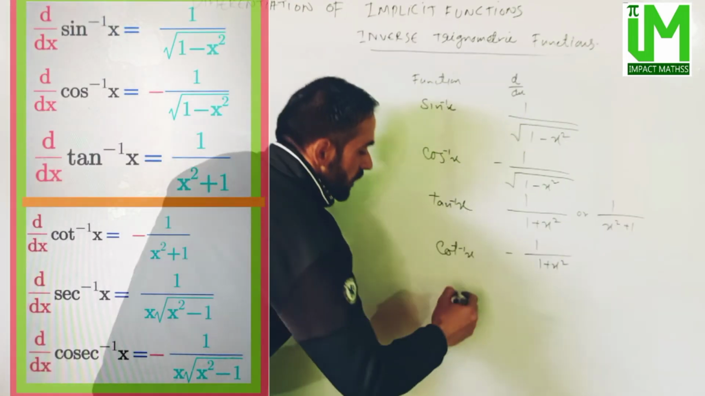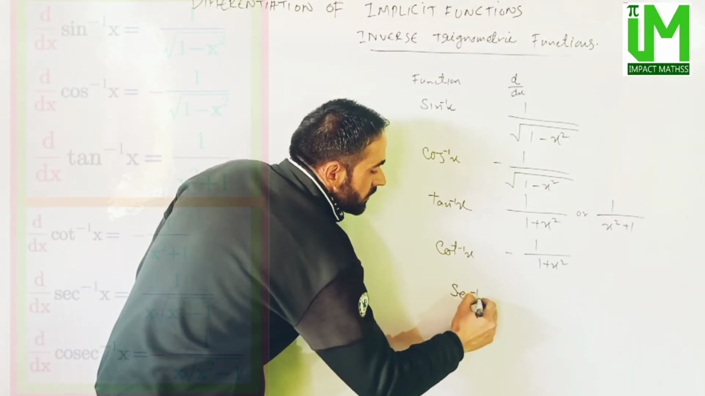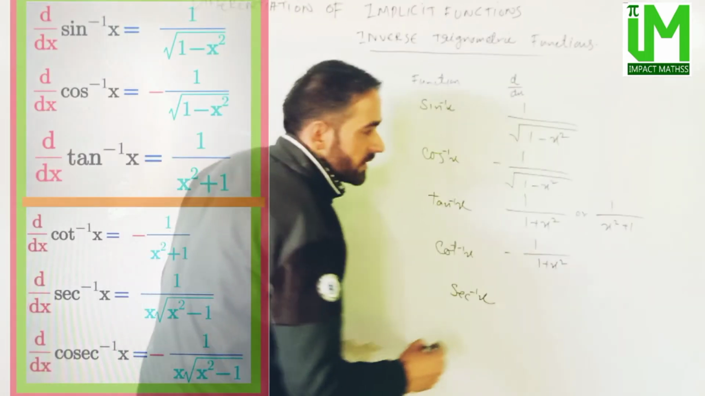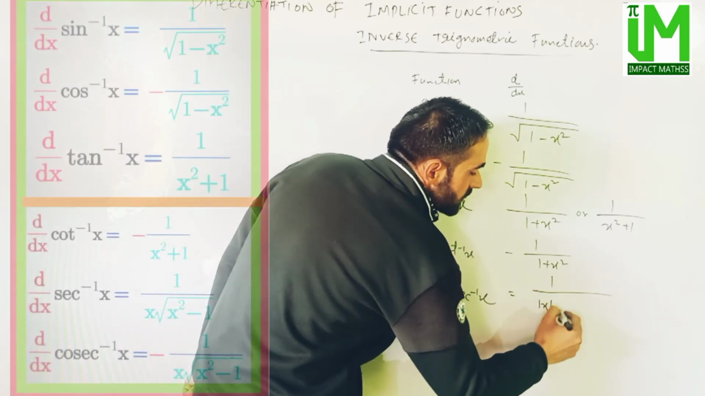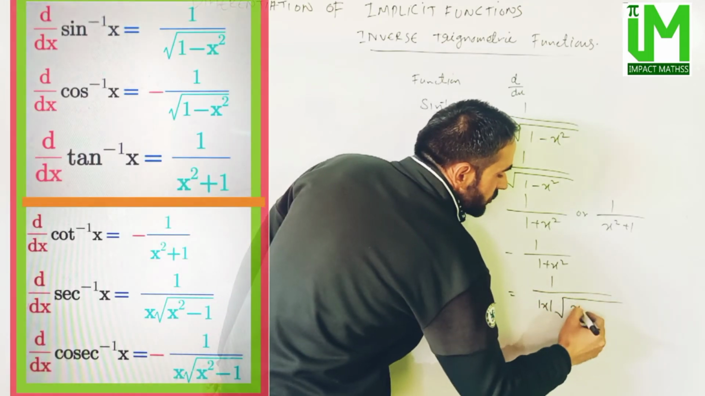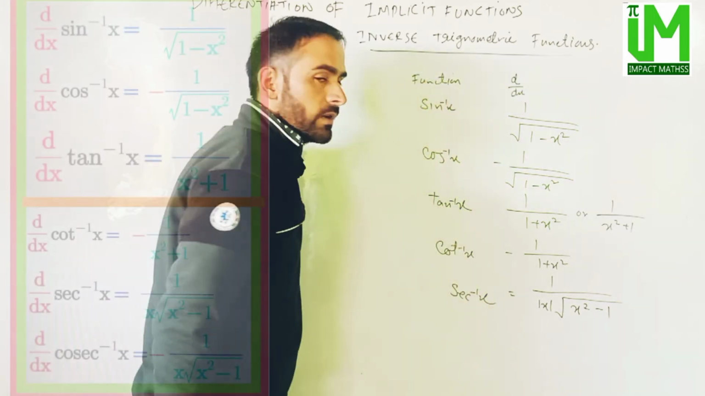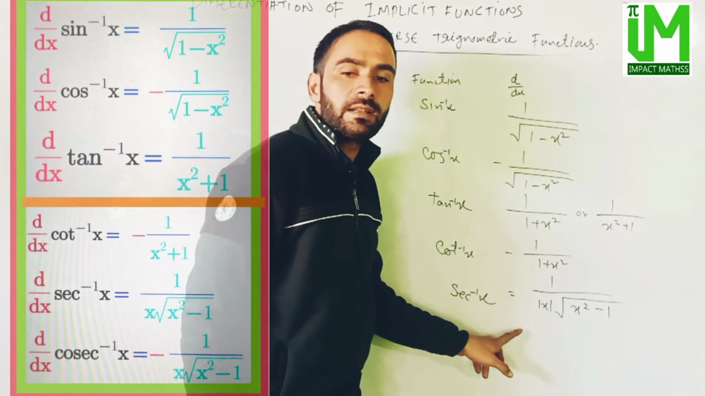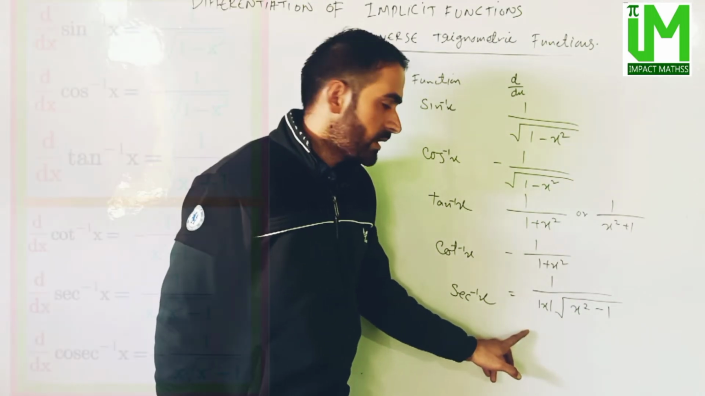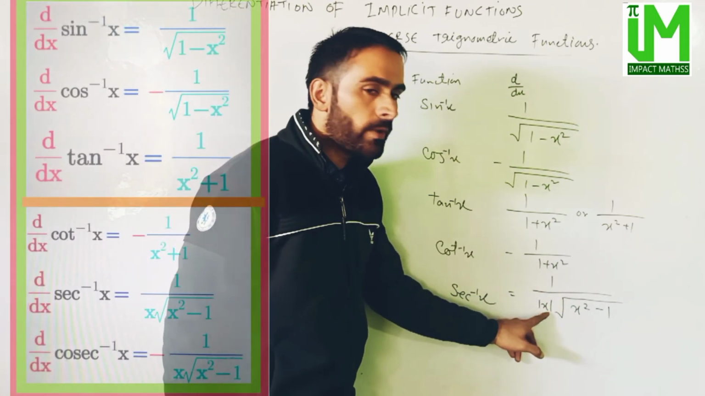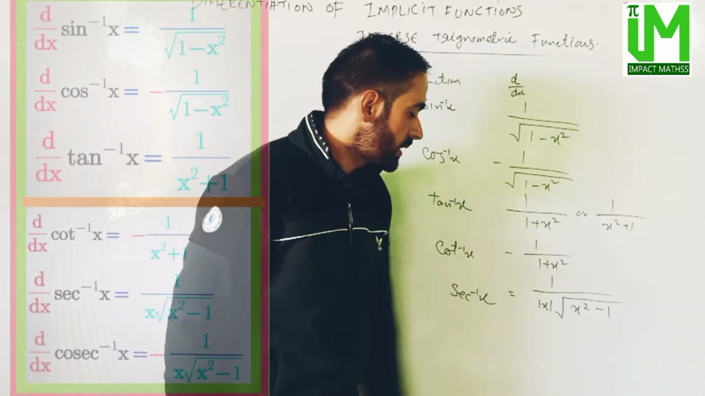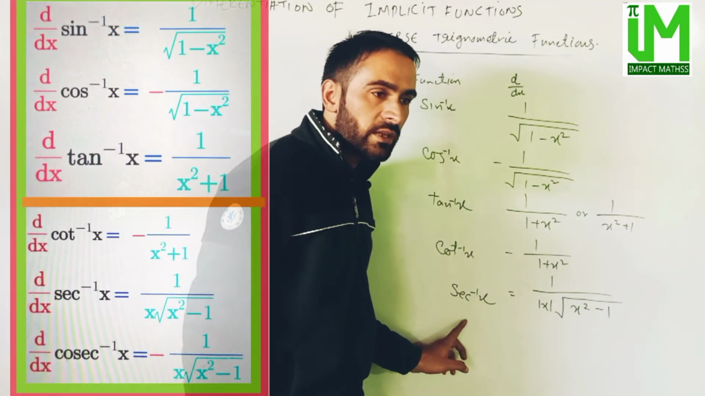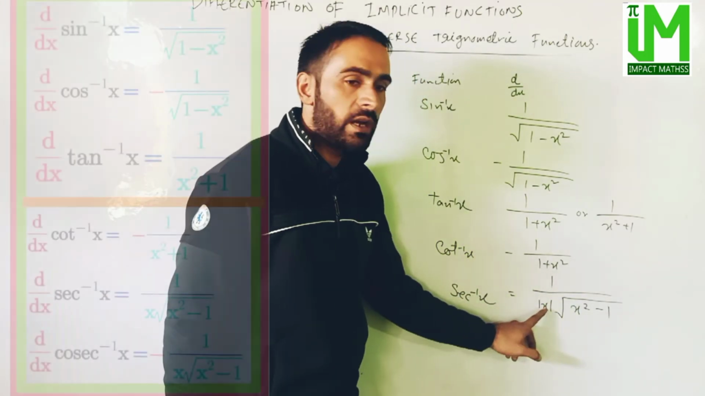Again, the derivative of sec inverse x is equal to 1 divided by mod of x into under root of x square minus 1, where mod is used so that it works when x is positive. So the derivative of sec inverse x is 1 divided by mod of x into under root of x square minus 1.